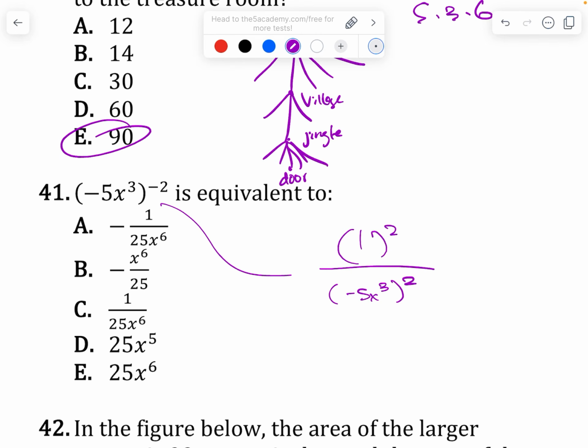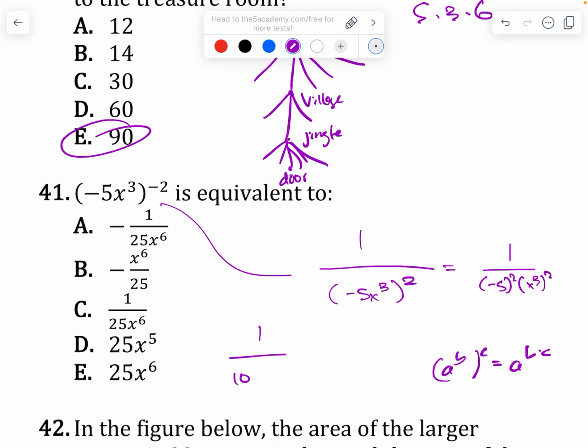Really the numerator is also to the second, but since it's 1, it doesn't matter in this case, okay? Now we can evaluate what's on the denominator. So 1 over, we can distribute the exponent to each of these terms. 1 over negative 5 to the second, x to the third to the second. Now here we have an exponent to an exponent. If you remember, a to the b to the c, for example, is equal to a to the b times c. Exponent to the exponent, you multiply the exponents. So we're going to get 1 over 10 times x to the 6th. Not x to the 5th, x to the 6th. Or sorry, not 10. It's going to be 5 squared. So 25. 25x to the 6th.